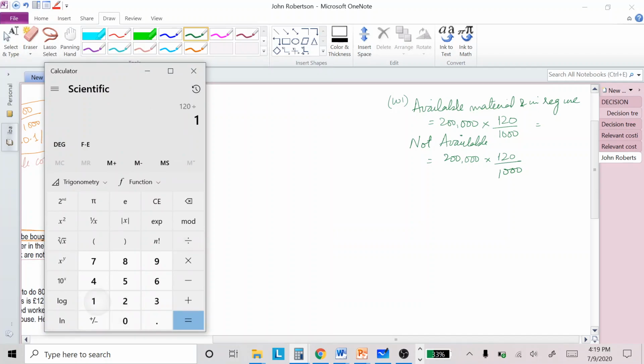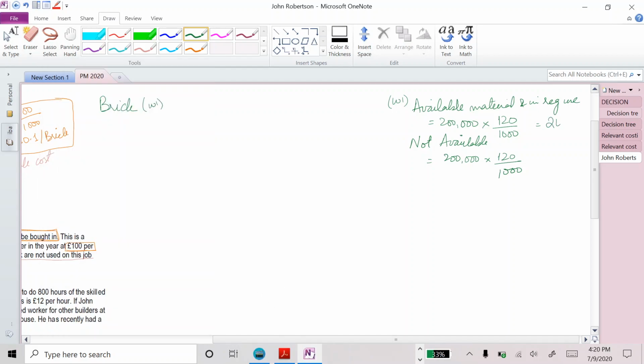120 times divided by 1000 is 0.12, multiplied by 200,000, it's 24,000. So both will cost around 24,000. But the reason is different. The reason is what?